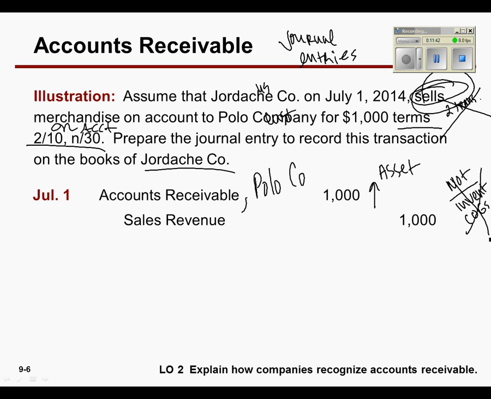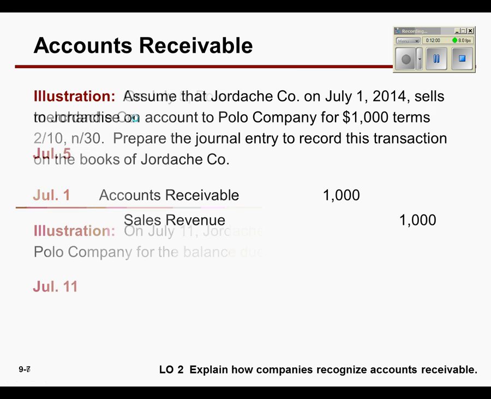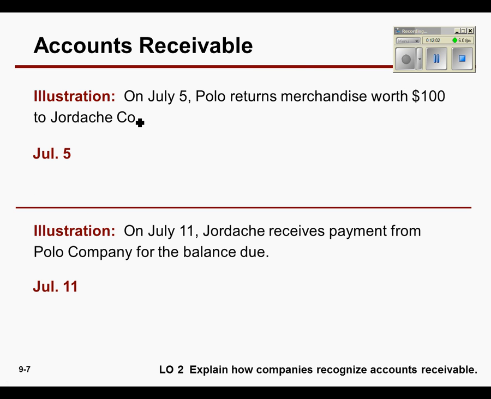Are we worried about the 2/10, n/30 yet? When do we worry about that? When they pay. If they pay within 10 days of July 1, then we're going to throw them a deal. What happened on July 5th, though? How much? 100. Are we going to worry about inventory coming back and cost of goods sold going down? No, we're not worrying about that part of it.